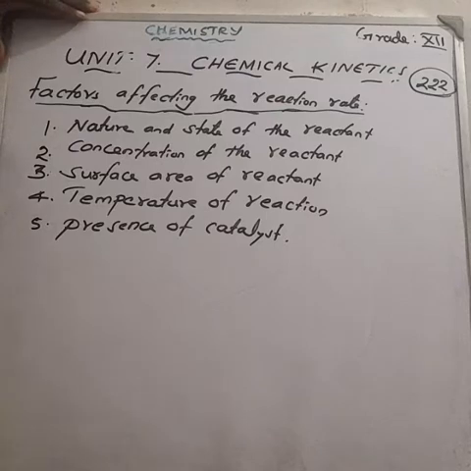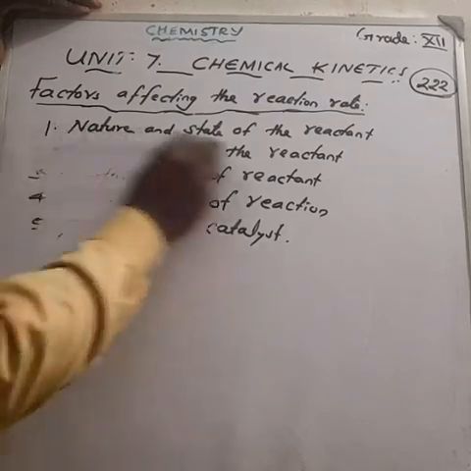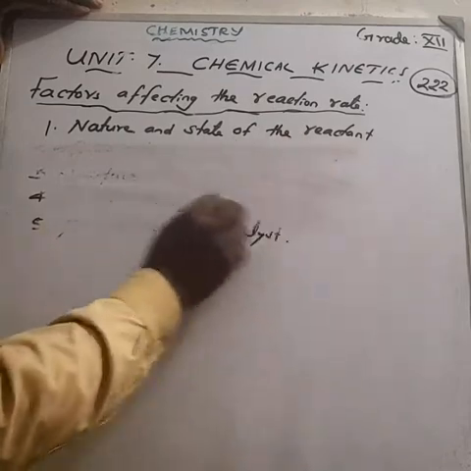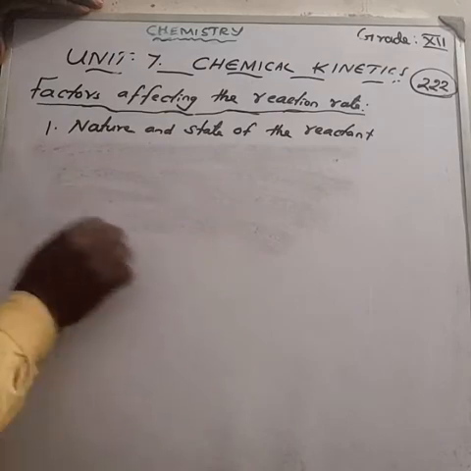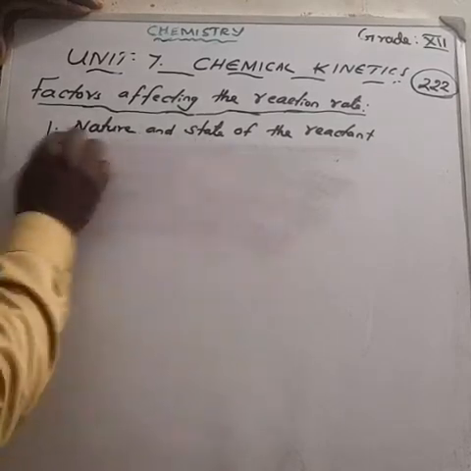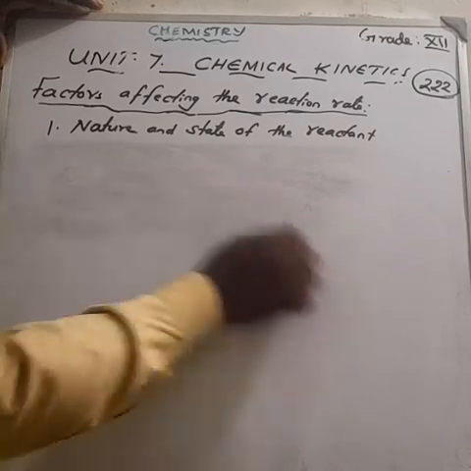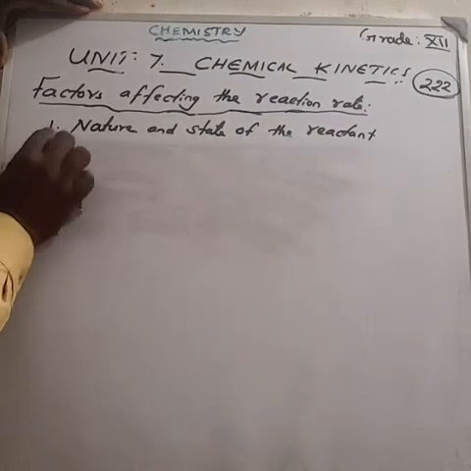Here we will discuss first the nature and the state of the reactant. Number 2, the concentration of the reactant. Number 3, the effect of surface area of the reactant. Number 4, we will discuss the presence of catalyst. Okay, the first one is the nature and state of the reactant.